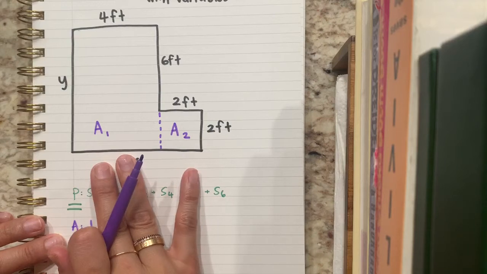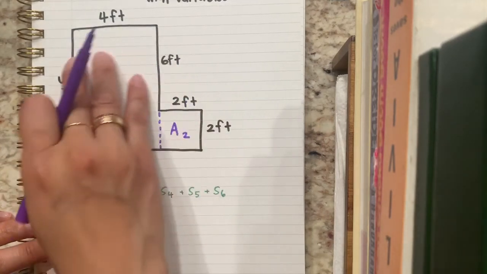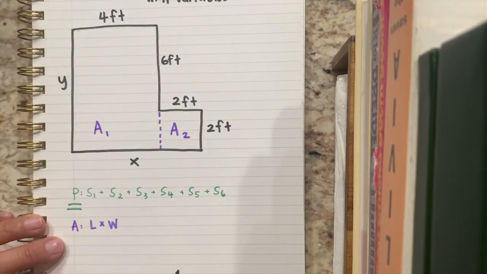And of course, at the end of it, we're not separating area 1 and area 2. We need to know the total area of this entire odd shape.